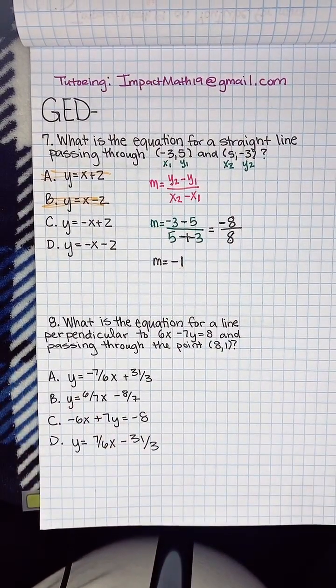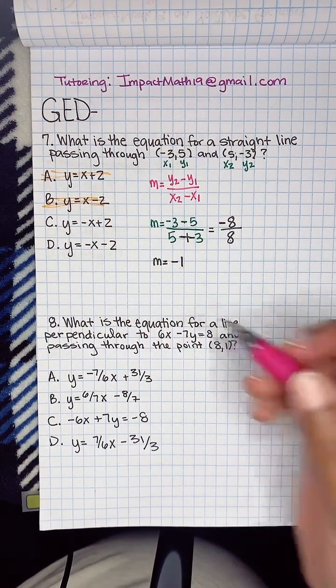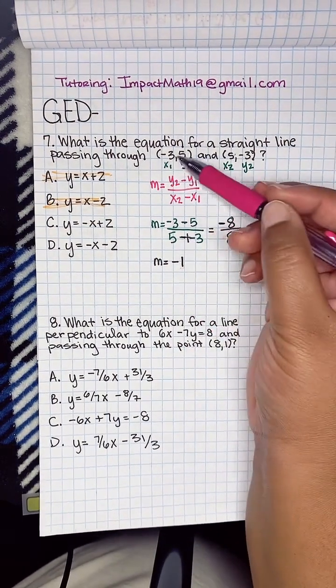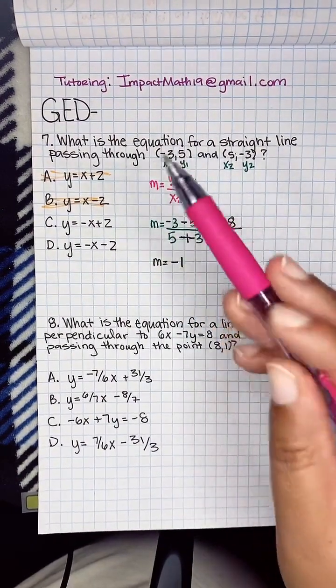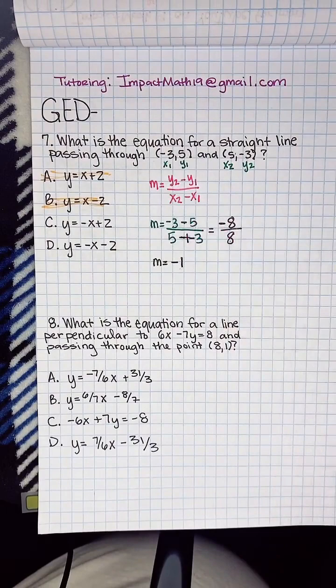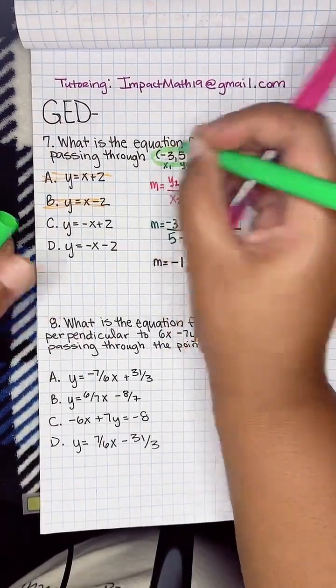Okay, so now we need to find our b. How we do that is we're going to pick one point. You could choose this point or you could choose this point. It does not matter. You just have to make up your mind and go with it. I'm going to go with the first point. This is the point I'm choosing.